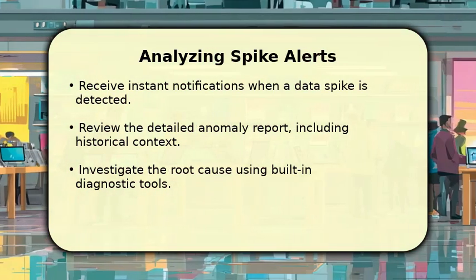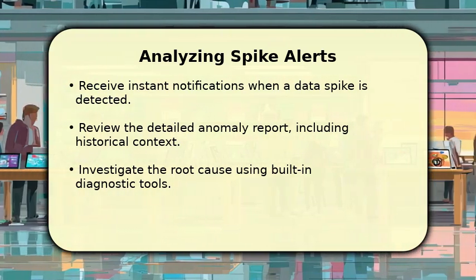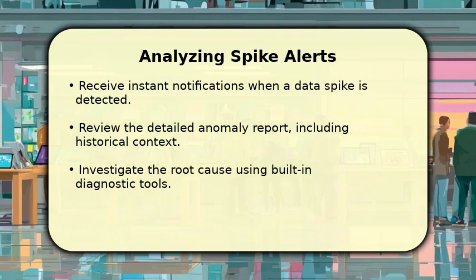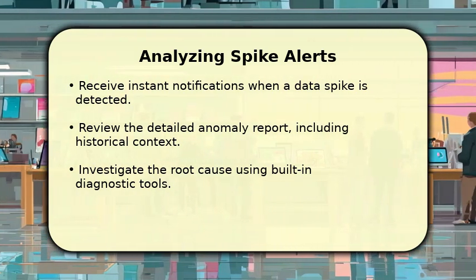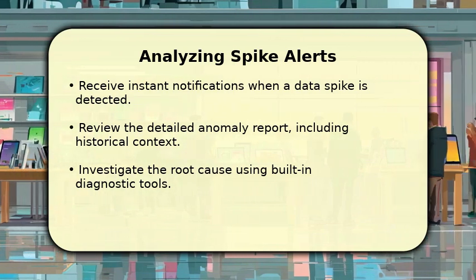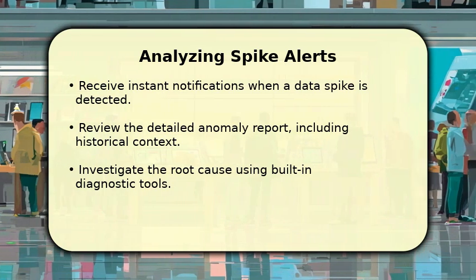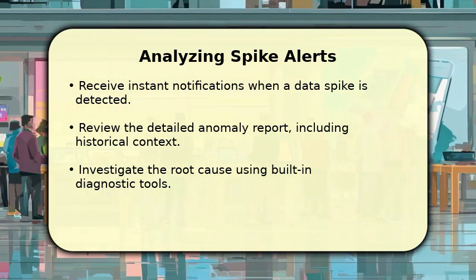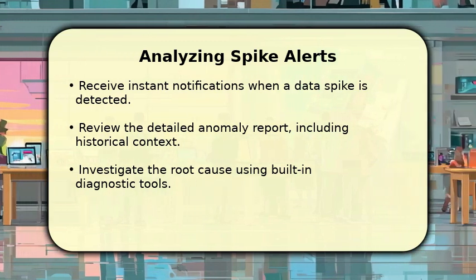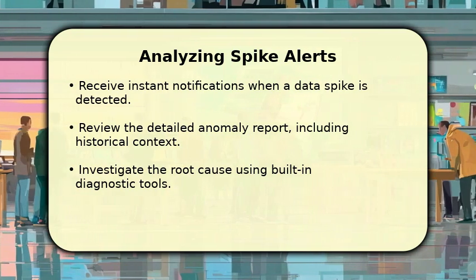Once Data Spike is active, you'll receive instant notifications whenever a significant data anomaly is detected. Upon receiving an alert, review the comprehensive anomaly report, which provides crucial historical context. Utilize the built-in diagnostic tools to investigate the root cause of the spike, helping you understand why the event occurred. This allows for swift and informed decision-making to address any underlying issues.